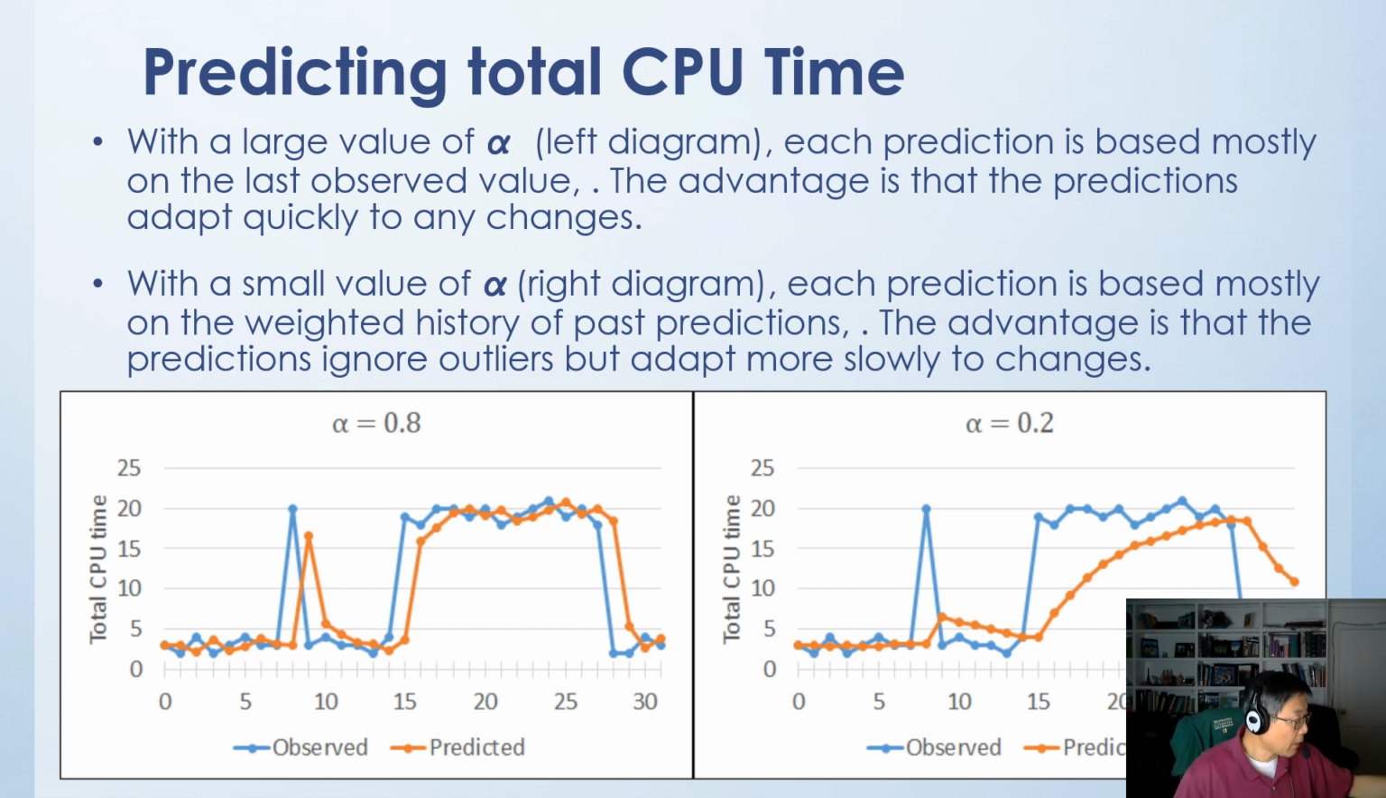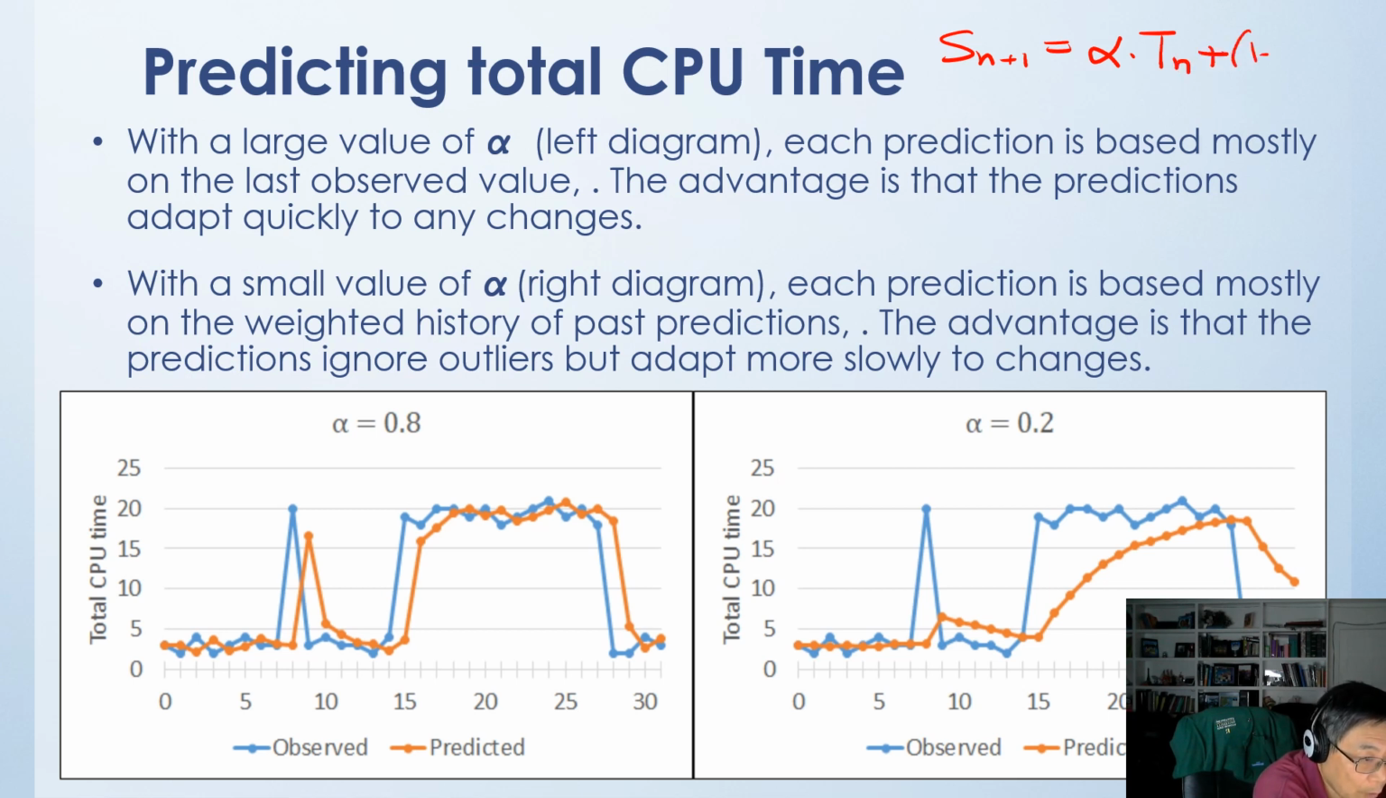Okay, so let's wrap up section 3.2 by summarizing the formula used to predict the next CPU time. Remember, the formula is like this. The next predicted time is alpha times the previous observed time, plus 1 minus alpha times the previous predicted CPU time.